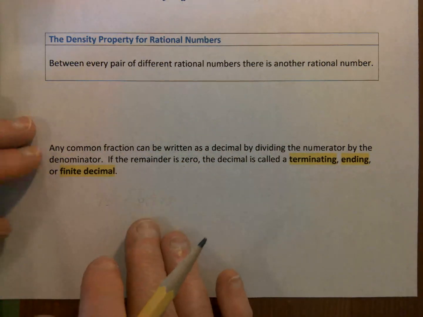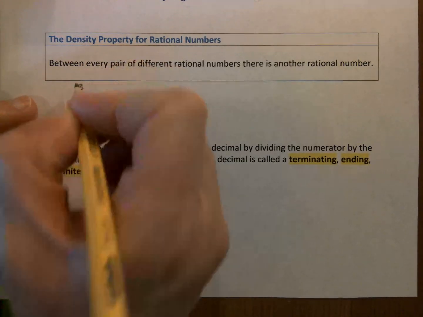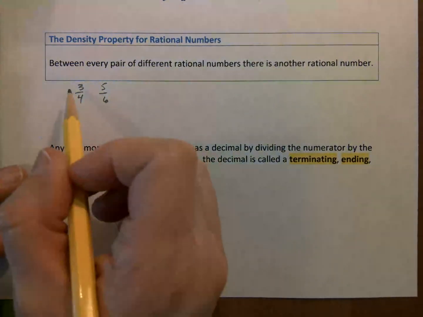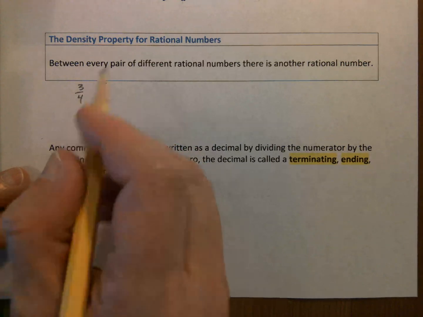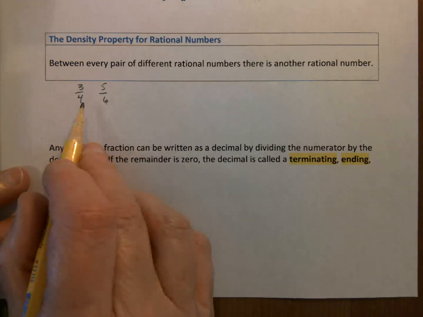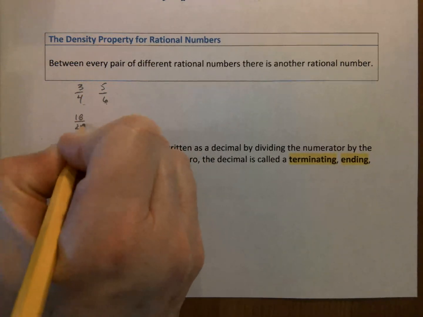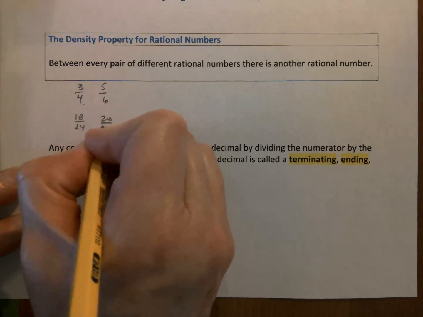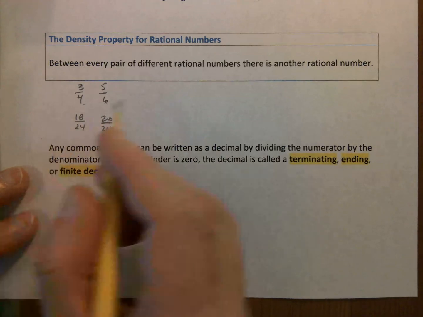So let's look at an example of how we would figure that out. If I have 3/4 and 5/6, and I need to find a rational number that's in between these two. Okay, here's what I can do. First, I'm going to change them so that they have the same denominator. So my common denominator is going to be 24. So this is going to be 18 over 24. And this is going to be 20 over 24. And I say, well, the number in between 18 and 20 is 19.